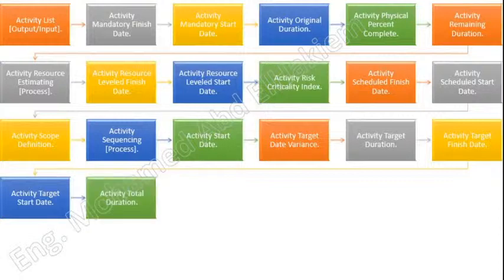Activity total duration. The total number of work periods in calendar units to complete a schedule activity. For schedule activities in progress, it includes the activity actual duration plus the activity remaining duration. Activity type. A categorization designation that differentiates the discrete schedule activities that have different functions within the schedule model, such as milestone, task, summary, level of effort, and dummy.